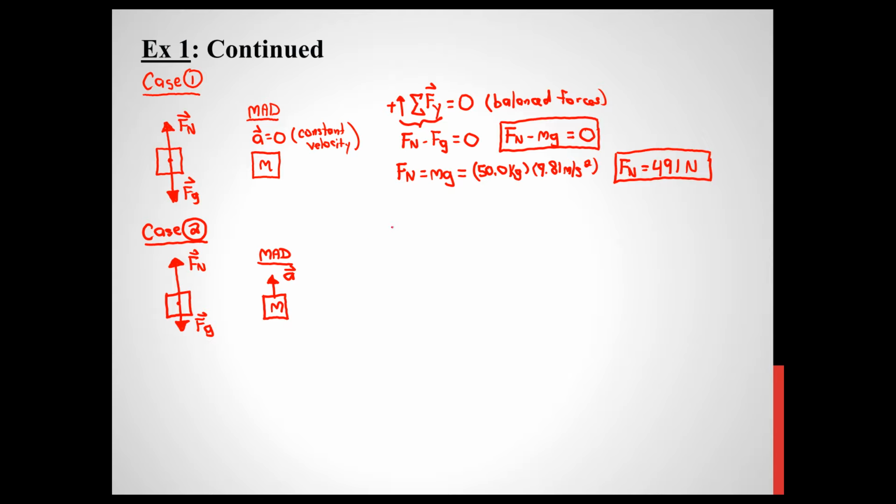To the equation of motion now, we'll assume up is positive. Find the sum of the forces. This time, because our forces are unbalanced, we accelerate. So this would be equal to mass times acceleration in the y direction. The name of the physics principle here would be unbalanced forces.